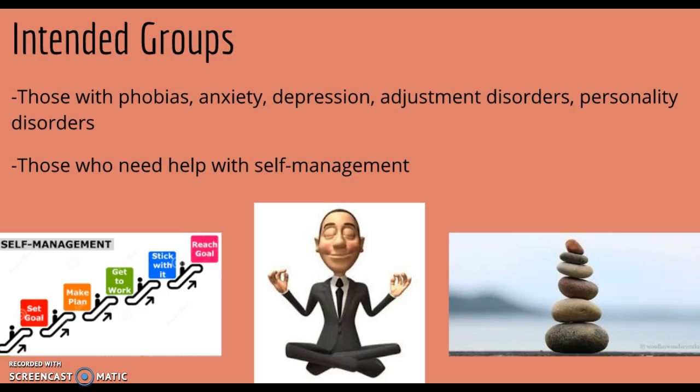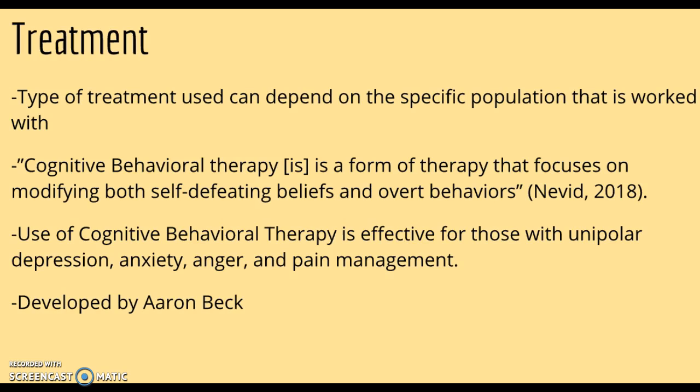The intended groups for cognitive behavioral theory are going to be those that need help with their cognitions. And so these could include people that have phobias or anxiety, depression, adjustment disorders, personality disorders, or those who need help with different self-management skills. So that could be help with social skills training, pain management, or how to control their hostility or anger towards situations and people.